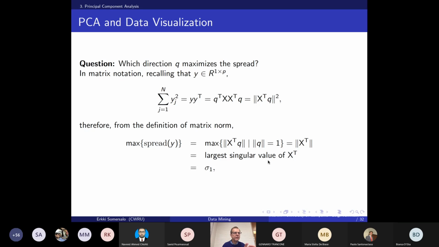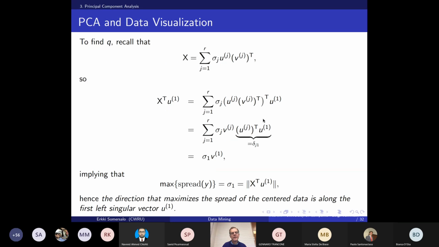Now the singular values of x transpose are exactly the same. Remember, I had a slide which said that if I have a singular value decomposition of a matrix, I also have immediately the singular value decomposition of its transpose. And so the singular values are going to be the same. Therefore, the maximum spread is equal to the largest singular value of my data matrix, x. Now this is good news. So we know how to calculate the maximum spread. And now we only have to find what the direction q is, where this matrix attains the maximum spread.